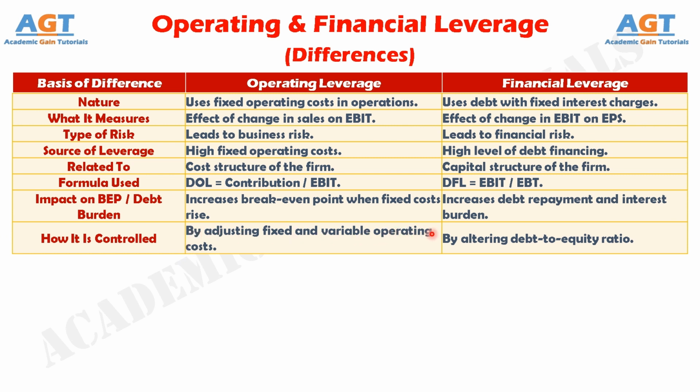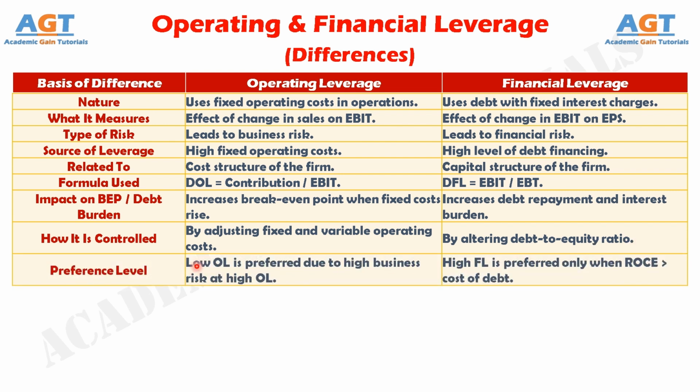Number 8. Operating leverage is managed by adjusting fixed and variable operating costs, whereas financial leverage is managed by adjusting the proportion of debt and equity in the company's financing mix. Number 9. A low operating leverage is generally preferred because high operating leverage means higher business risk, whereas a high financial leverage is preferred only when the return on capital employed, ROCE, is greater than the cost of debt.